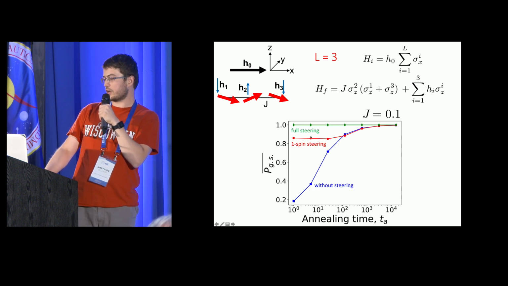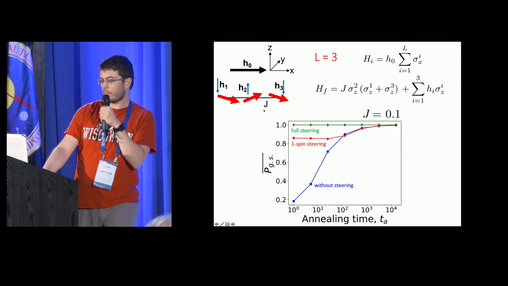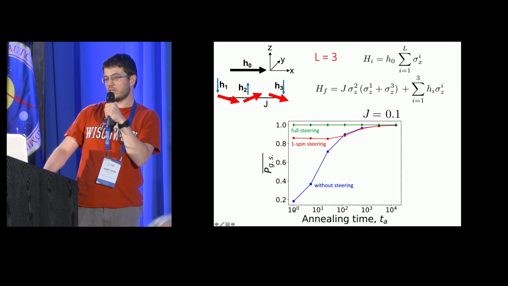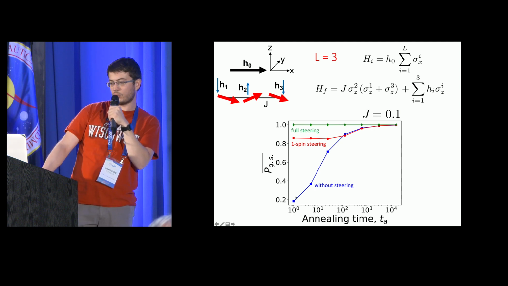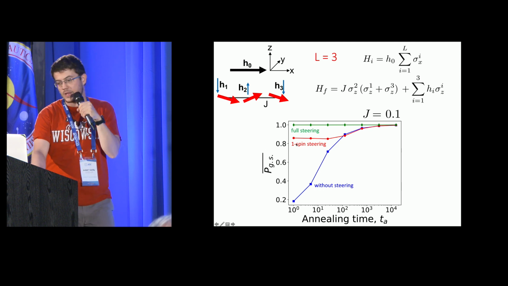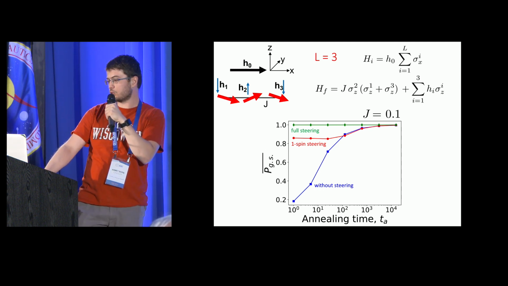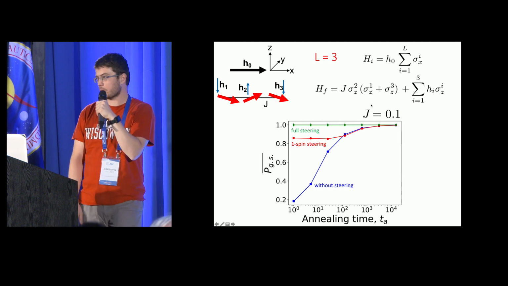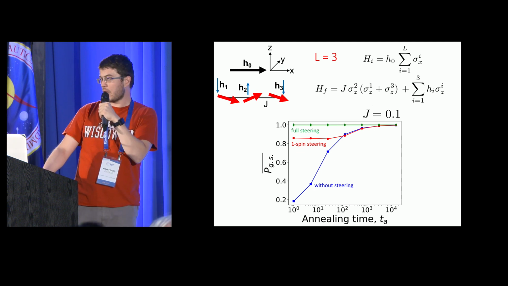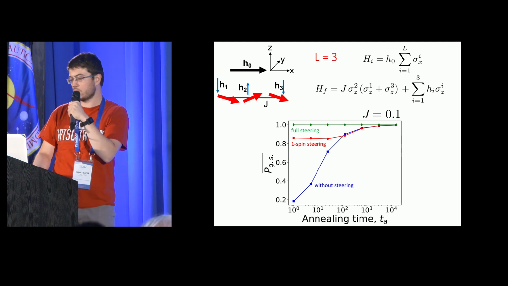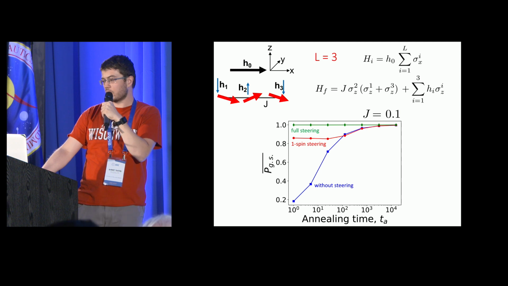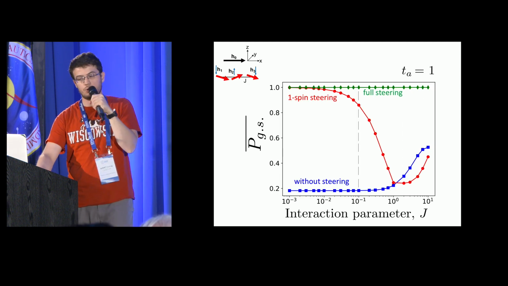If we apply the one-spin steering, ignoring the constant parameter J, then even at short driving time, we can increase the ground state probability from 20% to 80%. And if we apply the full steering, which is the exact formula, then we always get 100%. But the easier way is one-spin steering. Even at short driving times, we can increase the ground state probability to a much larger value compared to without steering.